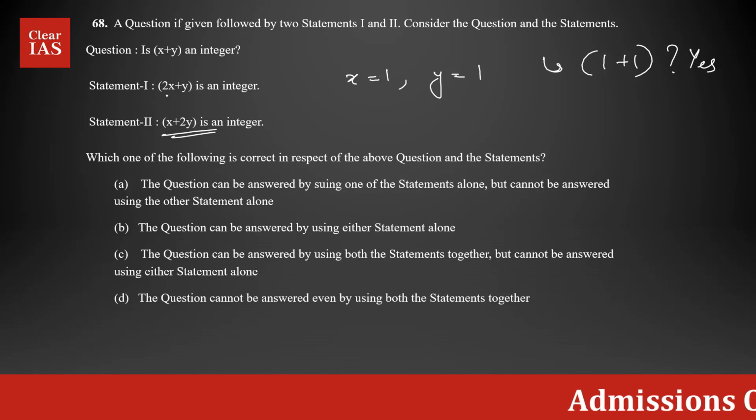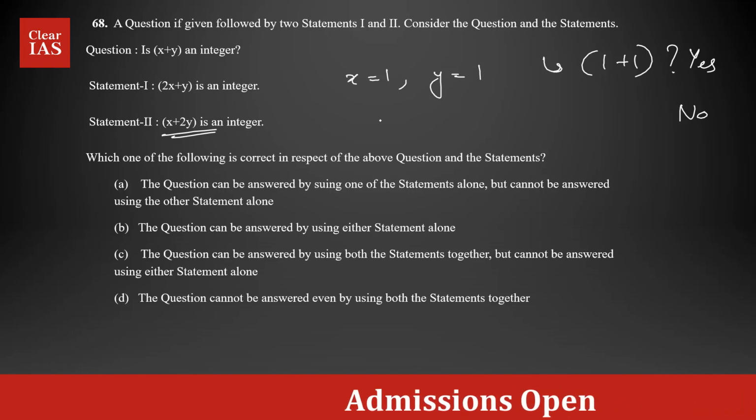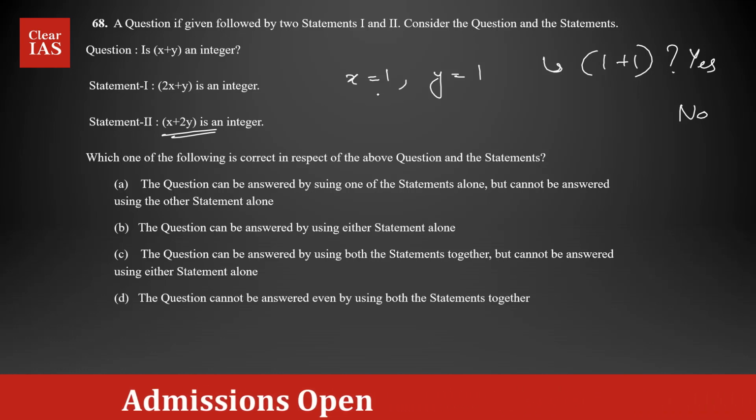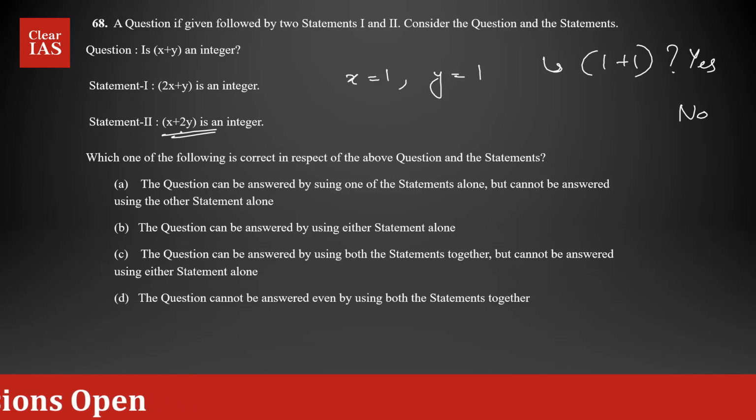Then you think about it. Is it possible to get a no? Yes. If one of them is a fraction, it is possible to get a no here, right? So what works here?